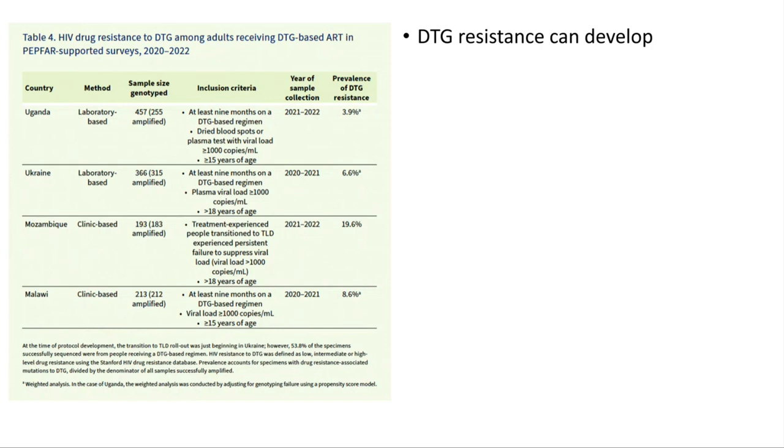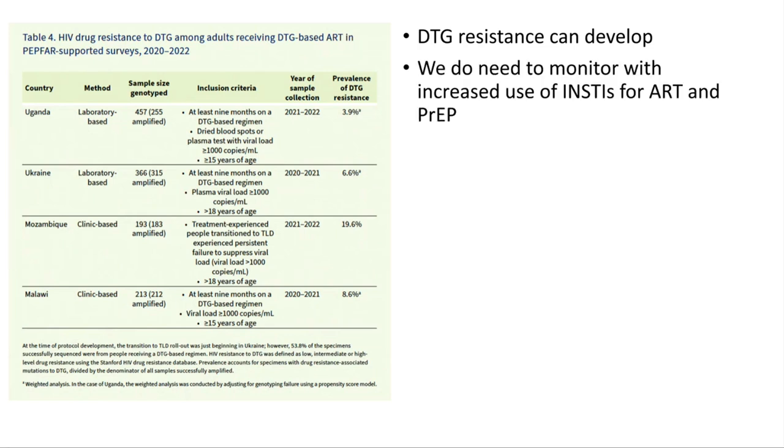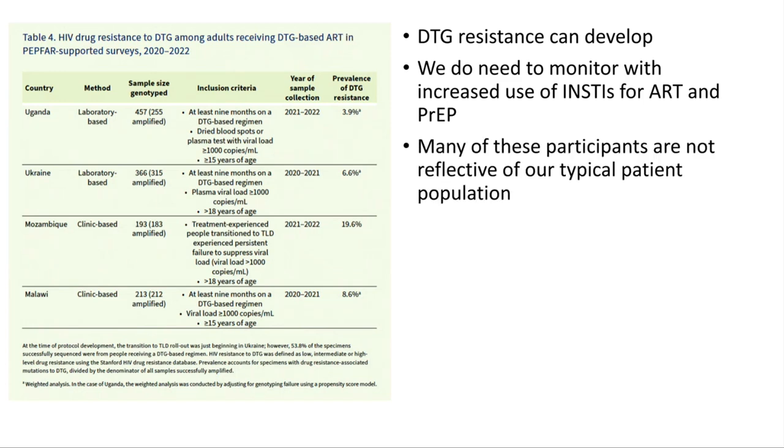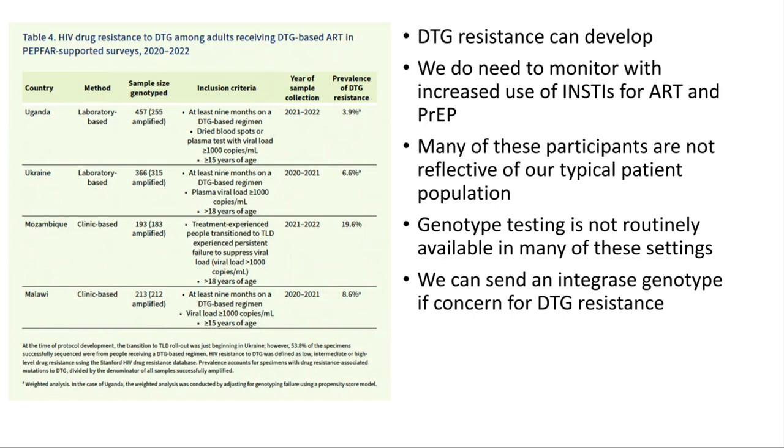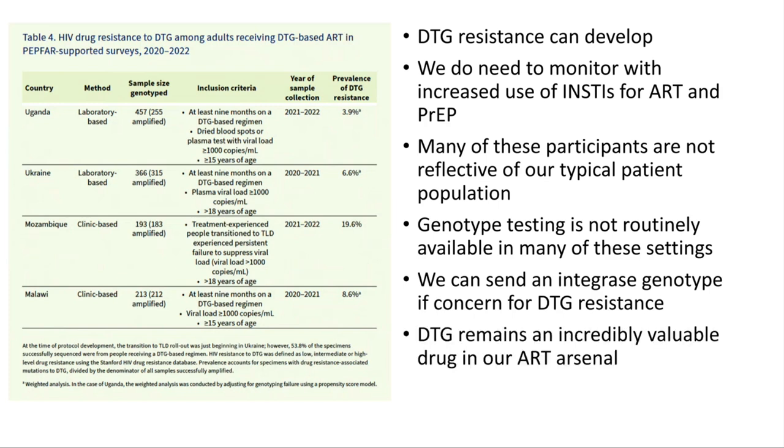I don't know. So my takeaways from this brief review of the report is that you can get dolutegravir resistance. We need to monitor for it, especially as we're using integrase inhibitors more widely globally, both for treatment and prevention of HIV. As I said, these groups of participants do not really seem to be reflective of our patients. Also, in many of these settings, genotype testing is not routinely available, which is very different. We can send an integrase resistance panel if we're concerned. And so dolutegravir remains very valuable. I would not change my standard use of dolutegravir based on this report at this time.